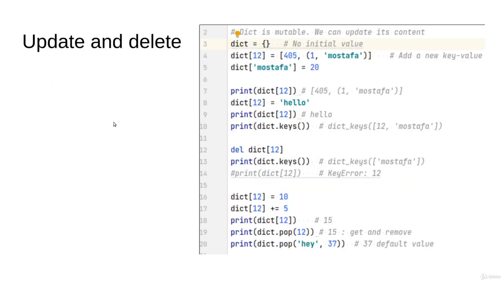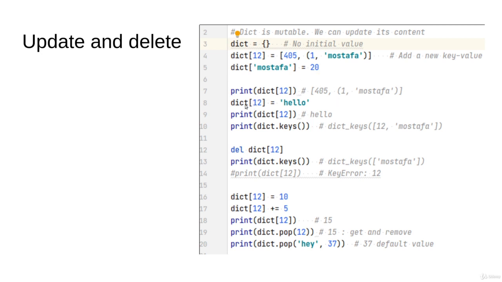Update and delete. We can make normal updates. I'm here creating an empty dictionary, and I started to put dictionary of 12 equal something. We don't have any kind of restrictions on the values. The values can be the same, they can repeat, they can be whatever. So I can say dictionary of 12 equal this value, dictionary of Mustafa equal this value. Now you can print it to get the output as we entered it.